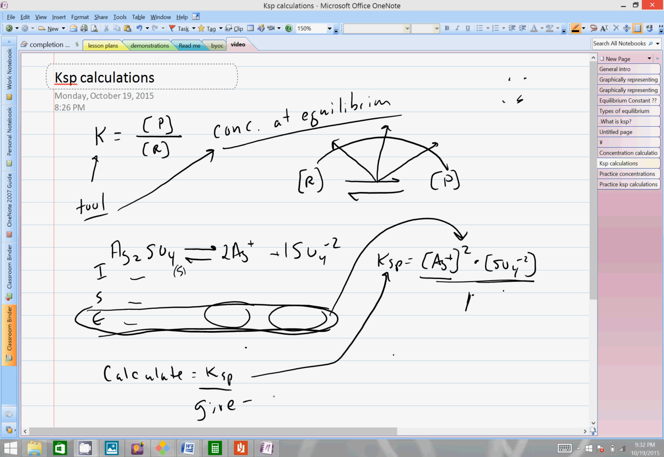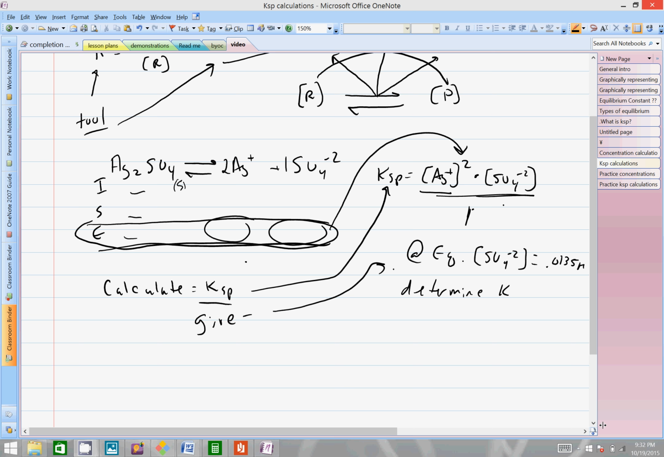What they'll say is, at equilibrium, the concentration of the SO4 minus 2 is found to equal 0.0135 moles per liter. Determine K. So, pretty standard problem.